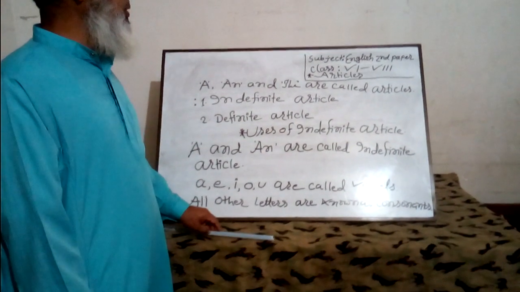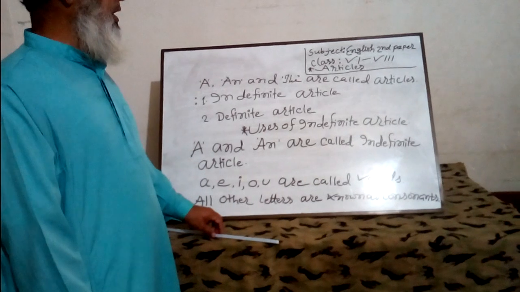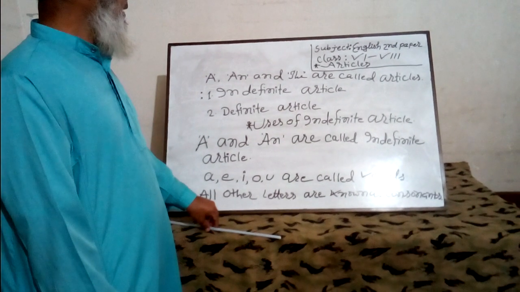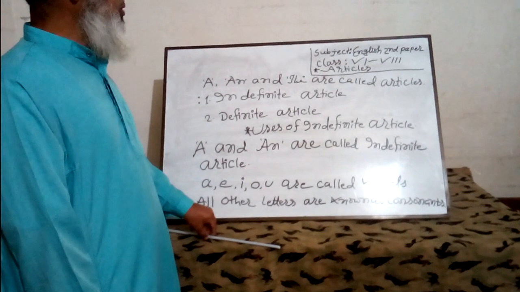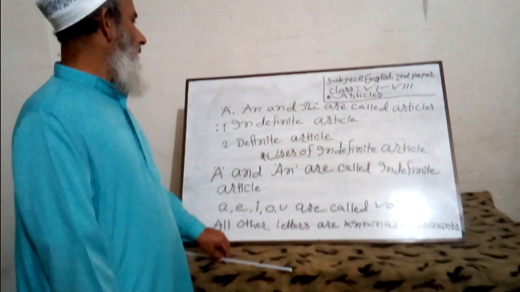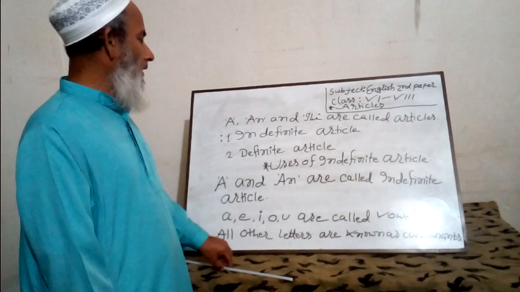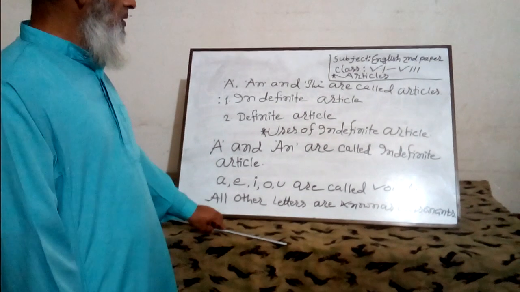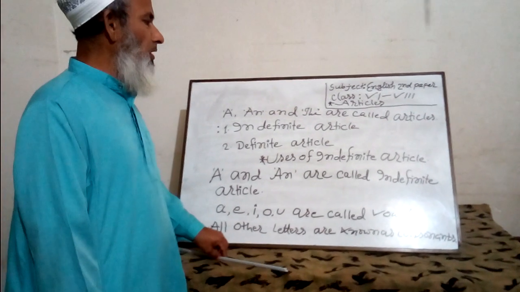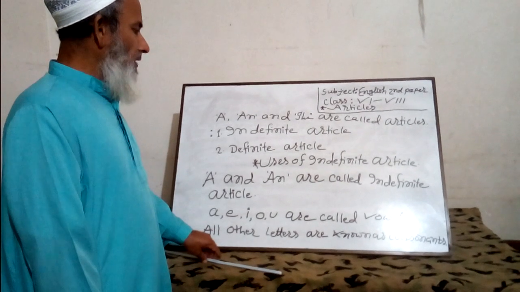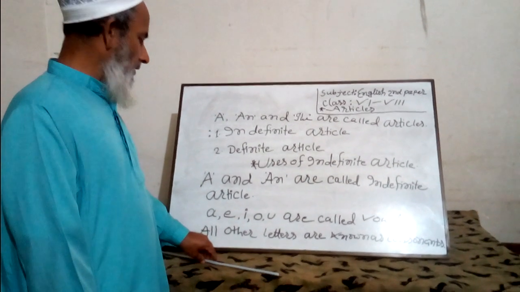Dear learners, today we learn about articles. We know that a, an and the are called articles. Articles are two kinds: indefinite article and definite article. Today we will learn about the use of indefinite article. A and an are called indefinite articles.